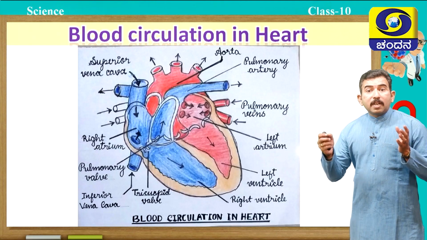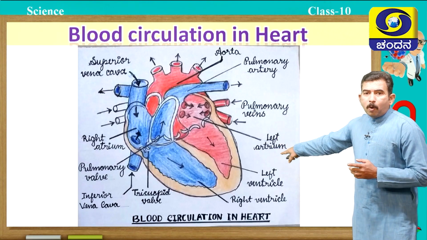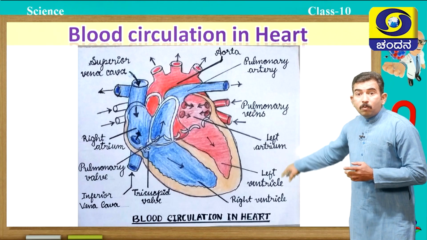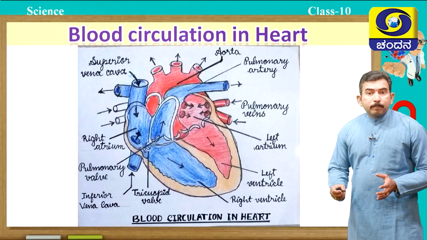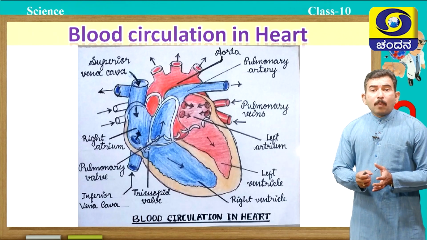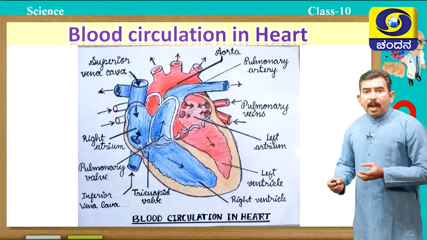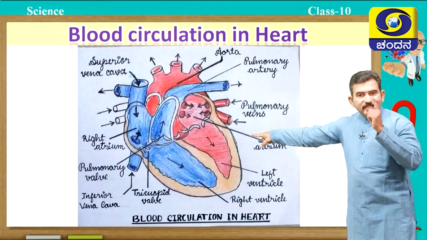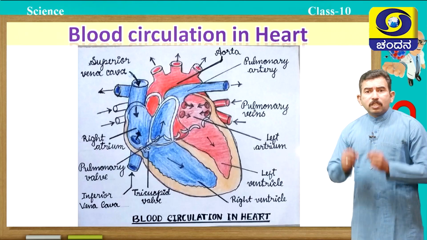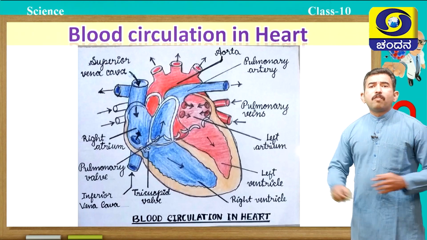When this left atrium contracts, the blood pours into the left ventricle. Now, this left ventricle pumps the blood, or it will contract. So, when it contracts, blood with high pressure enters the largest artery, the aorta. The aorta carries this oxygenated blood and transports it to the various cells of our body.